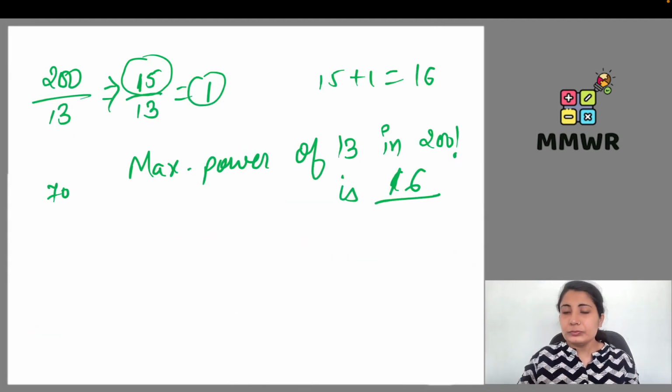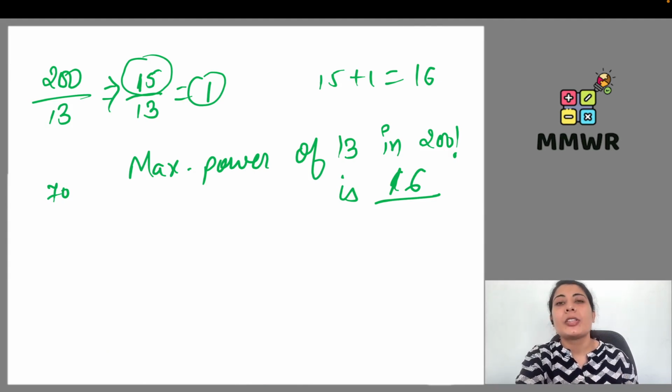So this way we have seen how can we find out the power of a prime number, maximum power of a prime number, right? So I hope you understood this method.